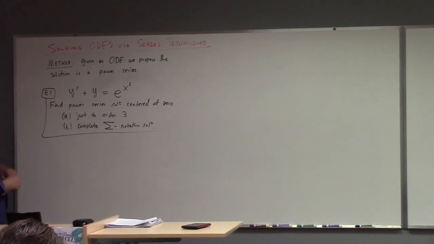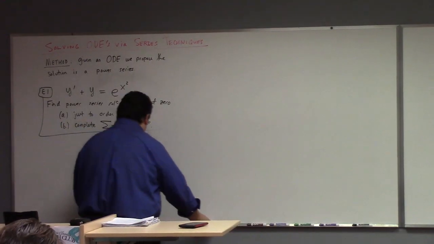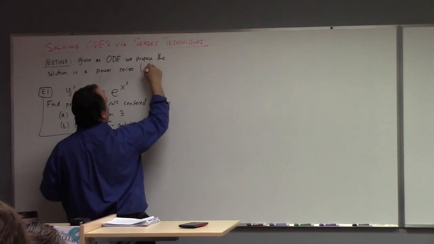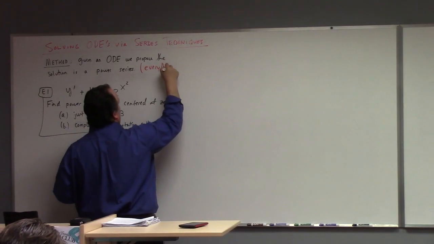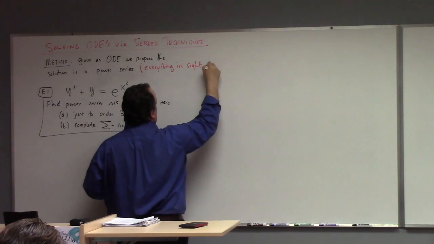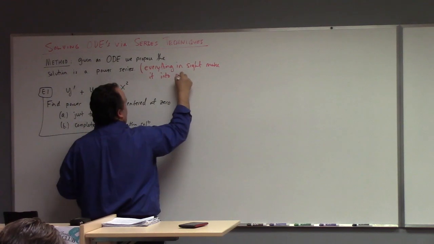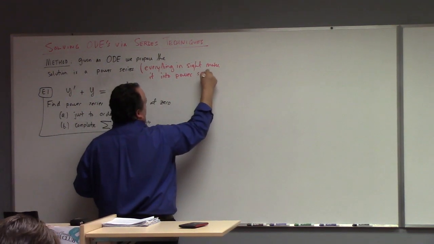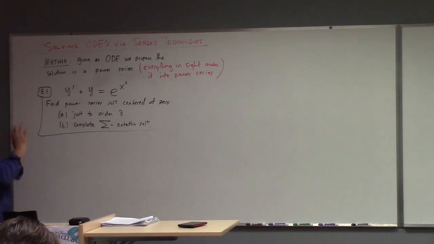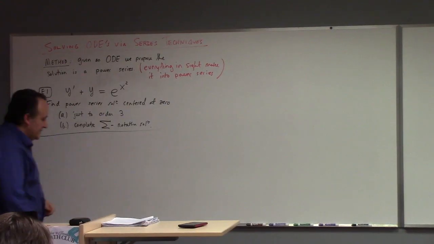Okay, so the method is, we propose a solution as a power series. The rest of the method that I haven't explained yet is: make everything in sight into a power series. That's basically the idea. You look at the differential equation and you want to convert everything there into a power series.